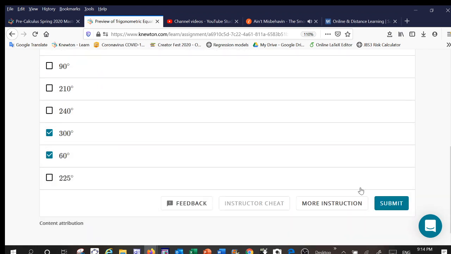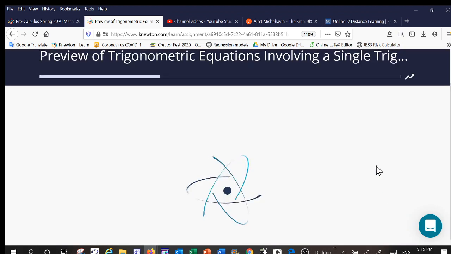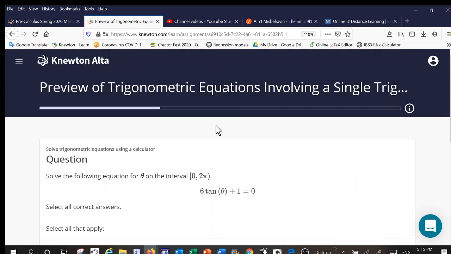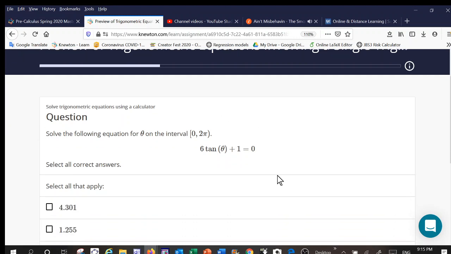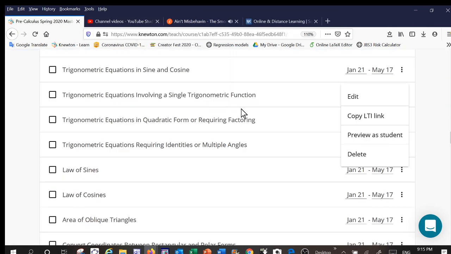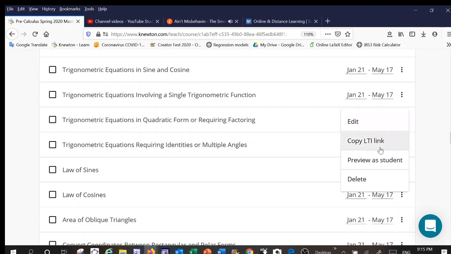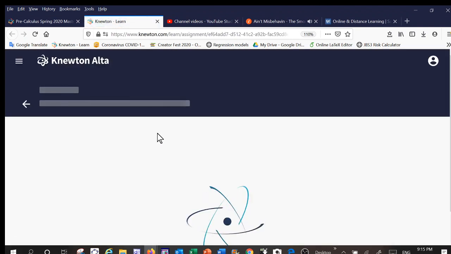All right, so I don't see anything that is difficult over here. These are tangents and just single trig functions. What about this one here? This is in quadratic form. I did a few of these for you. Let's do one more of these.